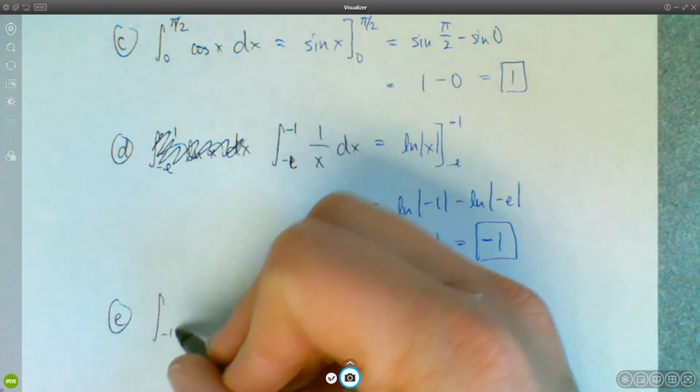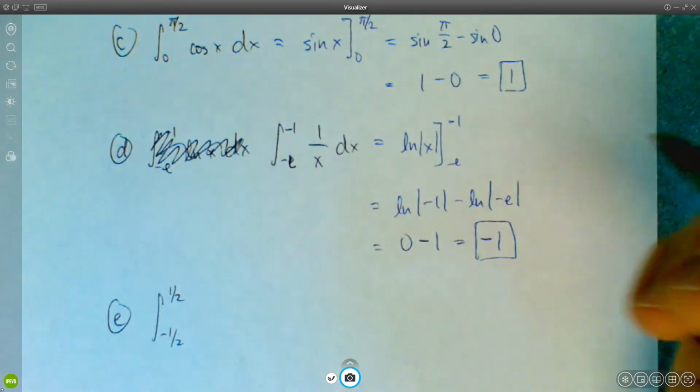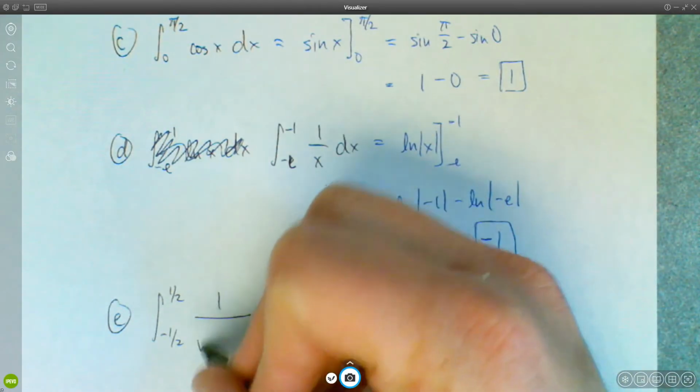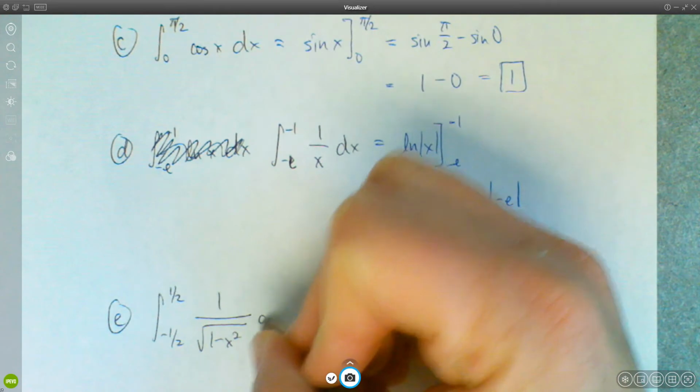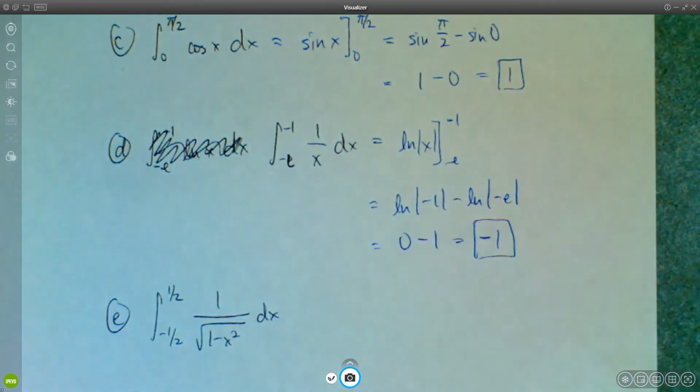Integral from -1/2 to +1/2 of 1 over square root of 1 minus x squared dx. Go ahead and give the video a pause, see if you can work this one out.